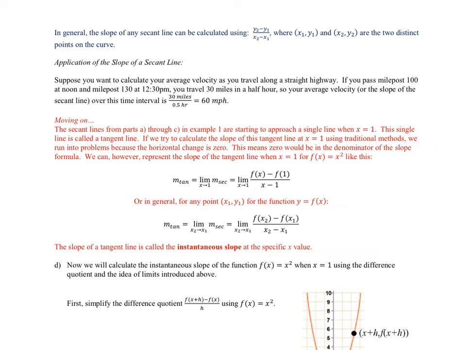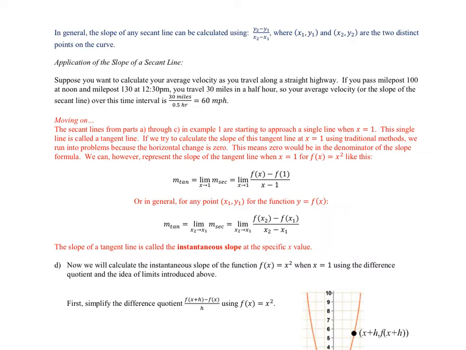Okay, so moving on, the secant lines from part A through C in example 1 are starting to approach a single line, the one we drew in yellow, when x equals 1. This single line is called a tangent line. It's the instantaneous rate of change, okay? If we try to calculate the slope, like we said earlier, using traditional methods, we run into a problem because we have a horizontal change of 0. This means the denominator would be 0, so we got issues mathematically.